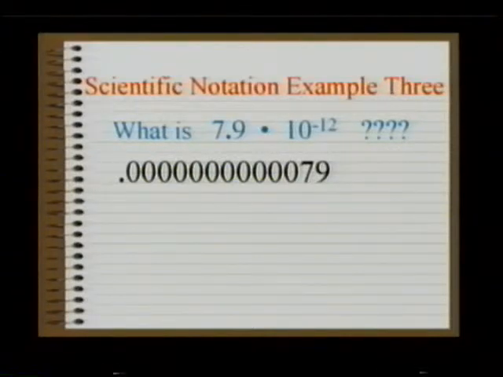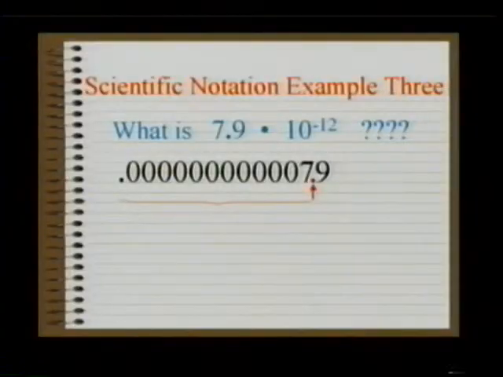I took 7.9, the number between 1 and 10, that's where it originally was, and I moved in whatever direction it takes to make it small. In this case, it's left. And I moved back over 12 places. Now, you can count them, but there are 12 places, and that's where I put the decimal place. Okay, see where it went?